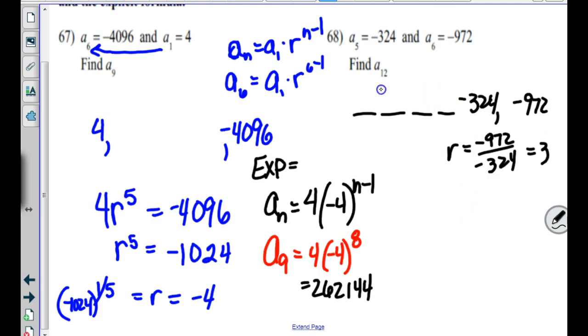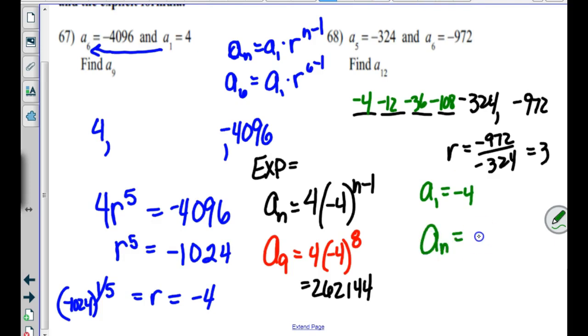So we could go backwards to find the first term, because we're supposed to write the explicit formula. So we could just keep dividing by 3. This would be -108. Divided by 3 is -36, -12, and -4. Does that work? Somebody check my math. So I got a sub 1 is -4.